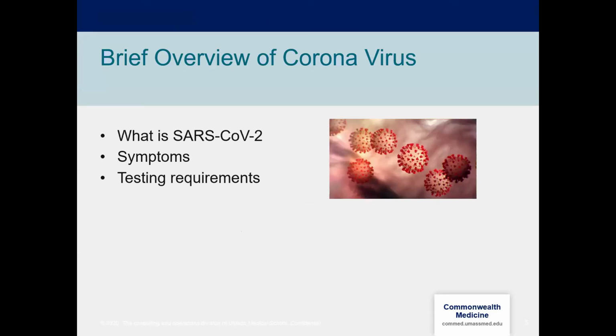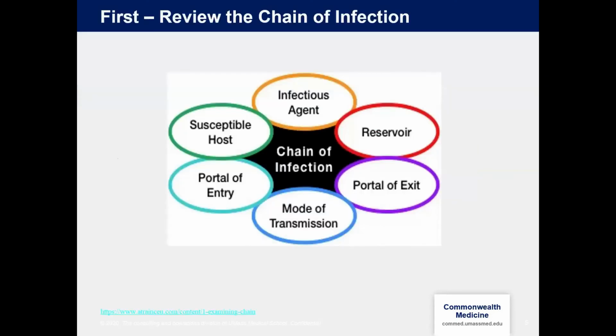First, let's look at this very unique coronavirus. So what is SARS? Severe acute respiratory syndrome, CoV-2. We have a SARS-CoV-1, and we also have another strain called MERS-CoV from Middle East respiratory syndrome. But there are actually 7 coronaviruses, and there are 4 of them that are causing severe illness. And so this is the latest coronavirus, SARS-CoV-2. We'll look at some of the common symptoms and testing requirements.